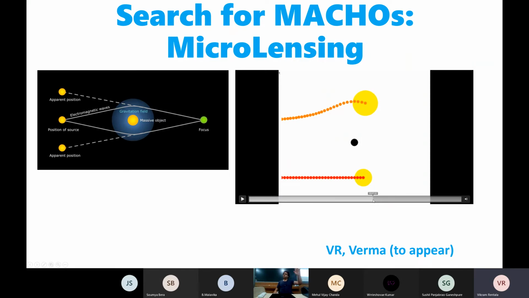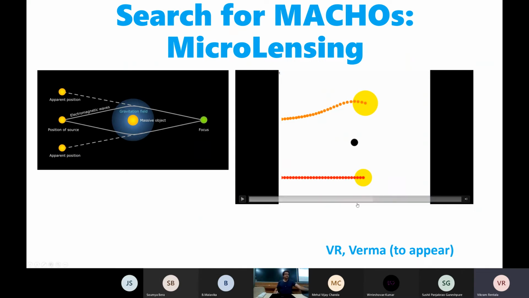This deviation is called astrometric microlensing. If you can detect this, you can detect the presence of primordial black holes filling our galaxy, and that would be direct evidence for dark matter in the form of primordial black holes.